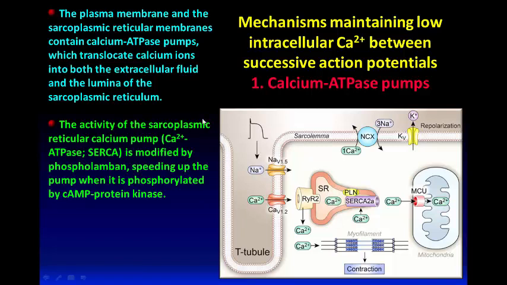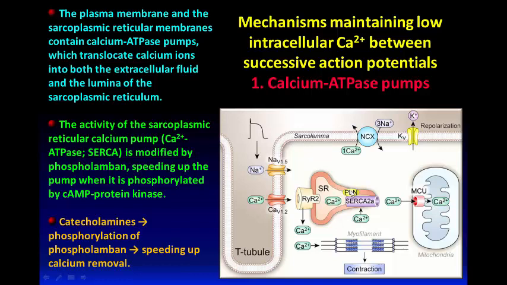The activity of the sarcoplasmic reticulum pump, the calcium ATPase, the SERCA, where the letters CA mean calcium, is modified by a protein known as phospholamban. So this is the calcium ATPase pump in the sarcoplasmic reticulum, and the activity of this pump is influenced by phospholamban. Phospholamban speeds up the pump when it is phosphorylated by cyclic adenosine monophosphate protein kinase.